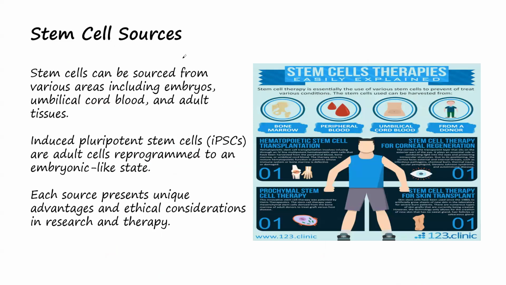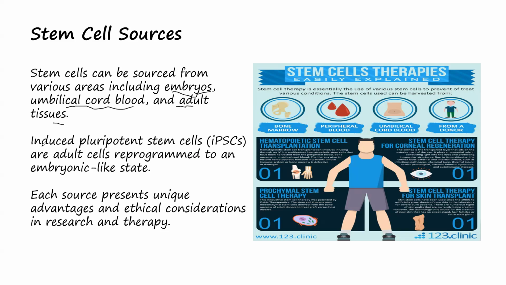So what are the sources of the stem cells? Where can we get stem cells? So stem cells can be sourced from various areas. We can get them from zygote. We can get stem cells from morula. We can also get them from embryo. We can get them from umbilical cord blood. You can also get them from adult tissues. So see, these are like 5 different sources of the stem cell. So let's look at the induced pluripotent stem cells.